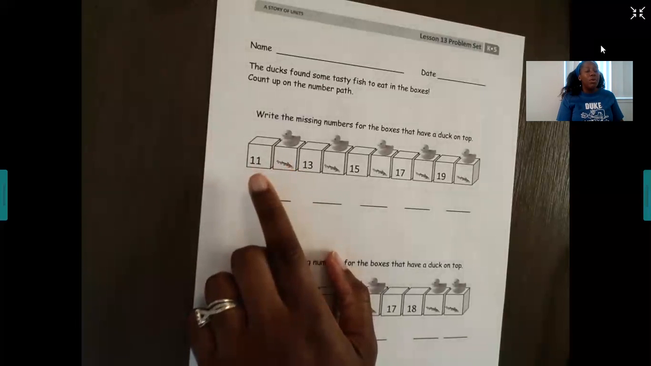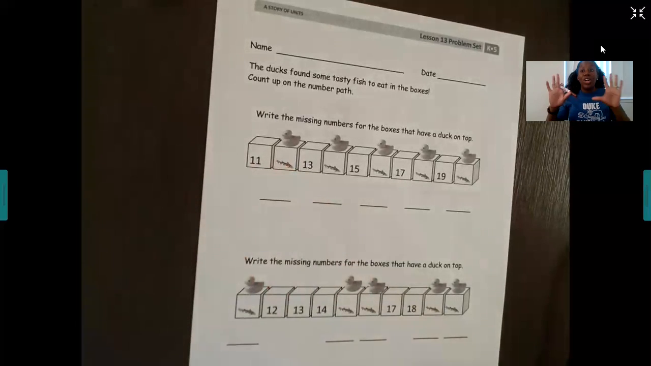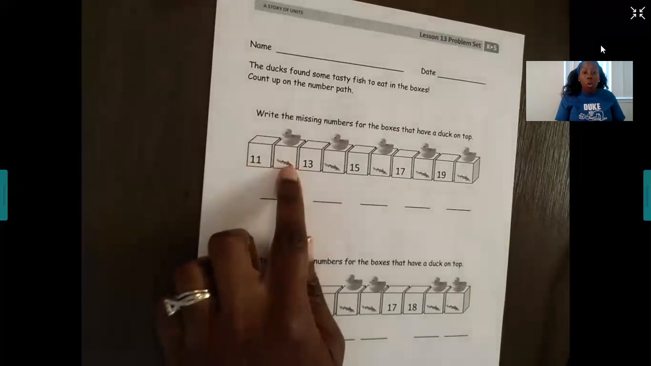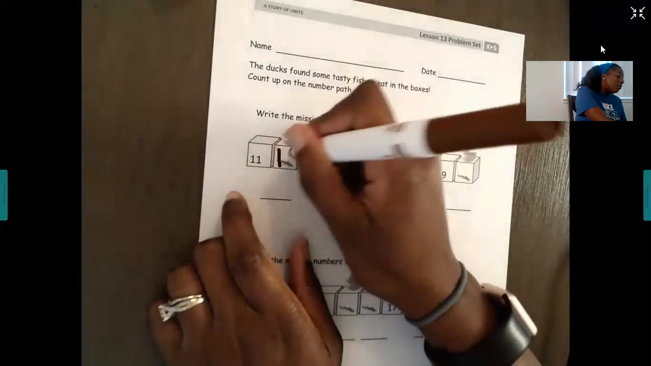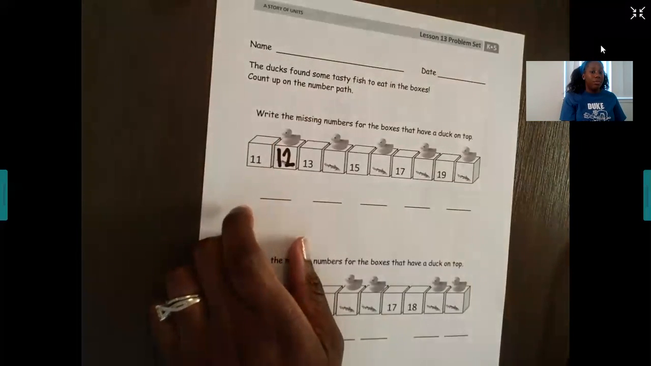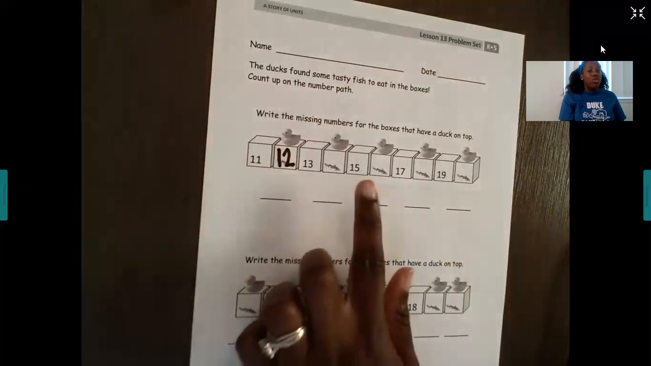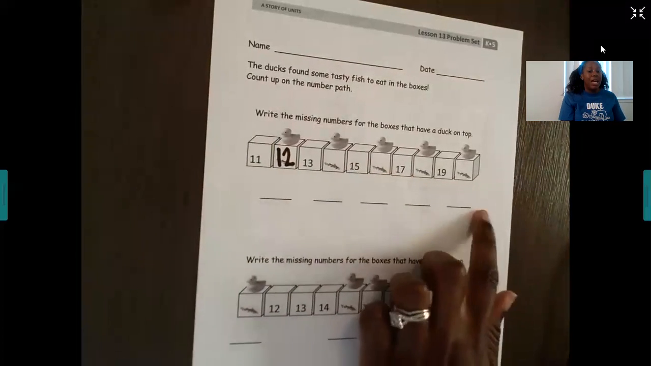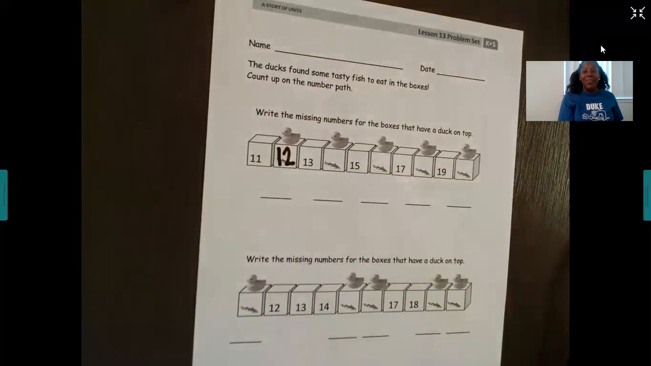If I can't remember what exactly comes after 11, you may need to go back and start at 10 again. Remember I told you? Go 10, 11, 12. 12 is missing. Write your 12. Okay? You need to do that for every missing duck on your problem set today.